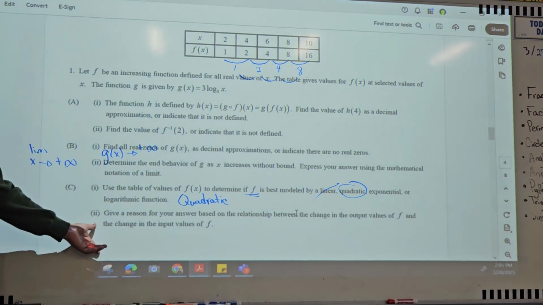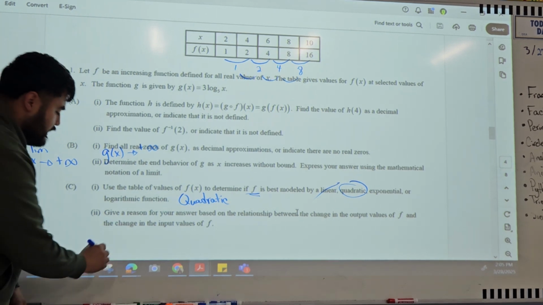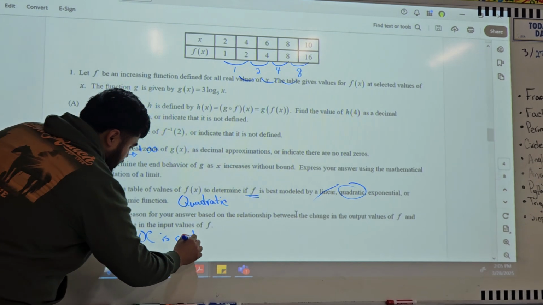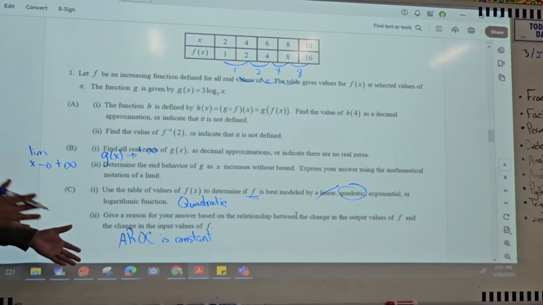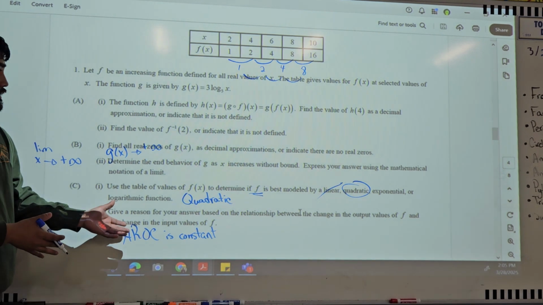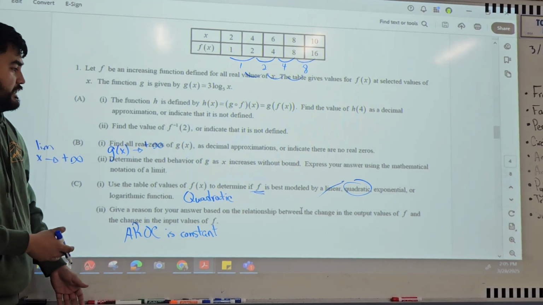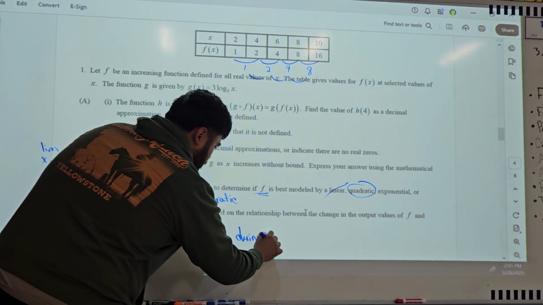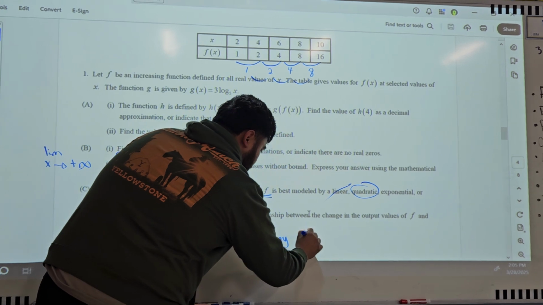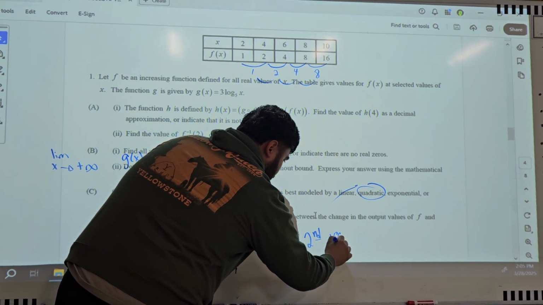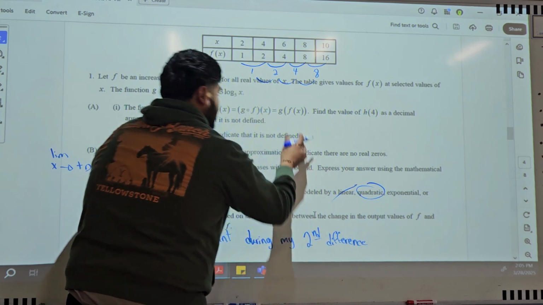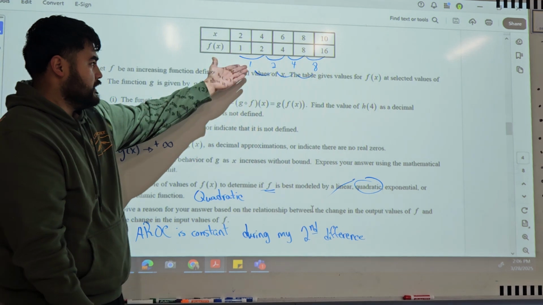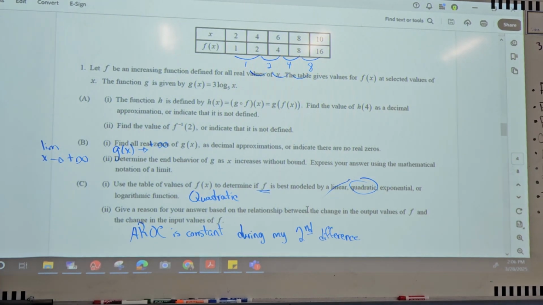Then you can say, well, according to this, I do not want you guys to say a rock is constant. Don't say that, please. You have to say the average rate of change is constant during my second difference. Because all we're doing is taking these numbers and subtracting them. The second difference is quadratic, the first difference is linear, the third difference is cubic, and so on.